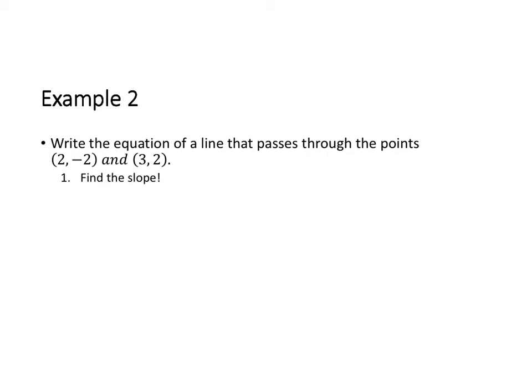Alright, now in example 2, what we're going to do is use things that we already know to write the equation of a line that passes through the points (2, -2) and (3, 2). And the first thing we're going to do is find the slope. To find the slope, we're going to use the slope formula.